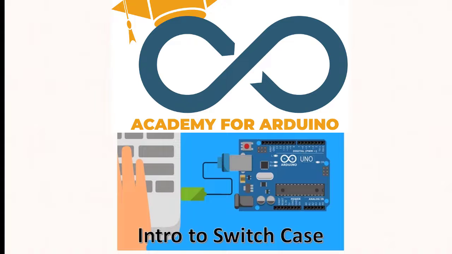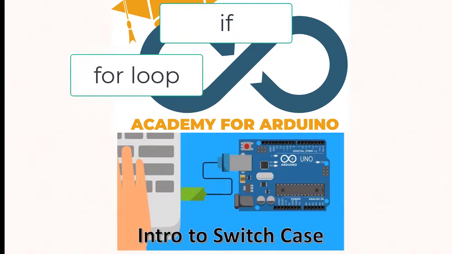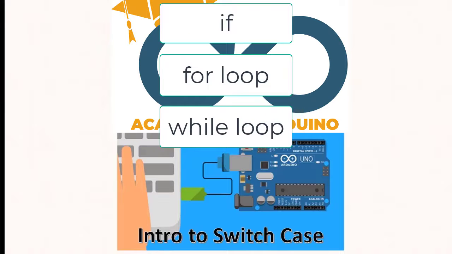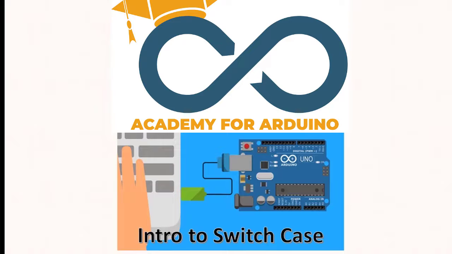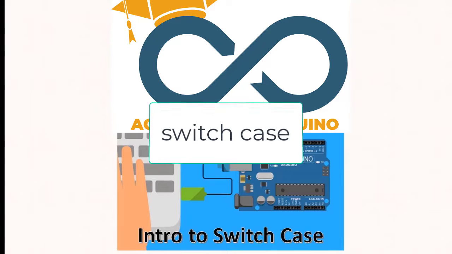In an earlier lesson, we talked about various control structures, including the if statement, the for loop, and the while loop. This time, we're going to learn about another control structure that's going to come in handy with some of your projects. We're going to learn about the switch case structure.